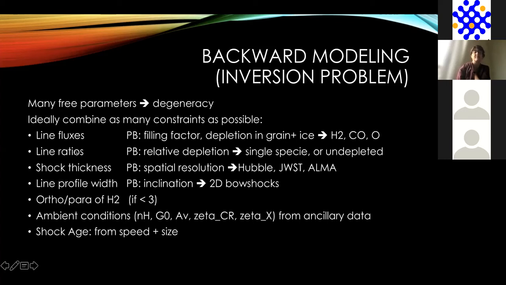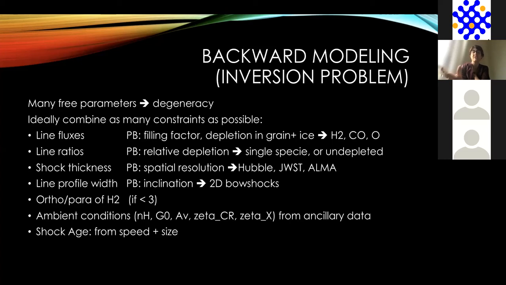So if you use line ratios, it's better because it's just the relative depletion, the filling factor cancels out. But still, if you use different species, they may have different degrees of depletion. So you can use line ratios of a single species or maybe undepleted species like neon, for example. Neon and oxygen are very little depleted, so you could use ratios of those. But then I'm going to show you that there are also things we may not think about initially, but are very interesting constraints, which are the shock thickness.